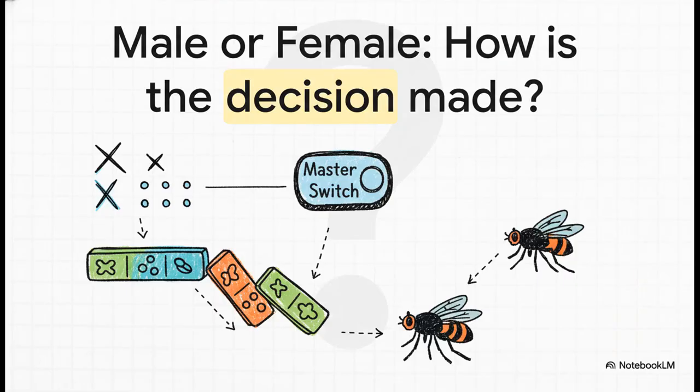So the big question is, how does a little fruit fly embryo even decide? We're all used to thinking about the simple XX or XY system, like in humans. But for the fruit fly, it's a much more elegant story. It's this incredible molecular decision. And like I said, the Y chromosome is barely involved at all.